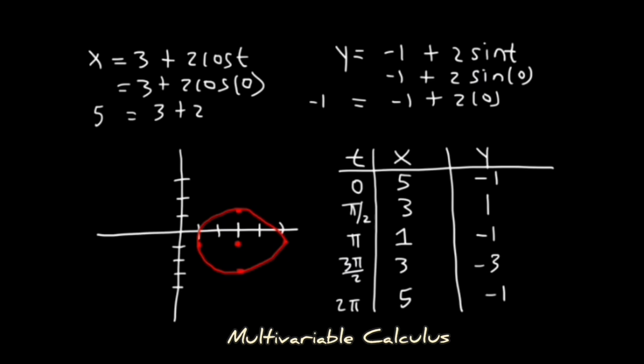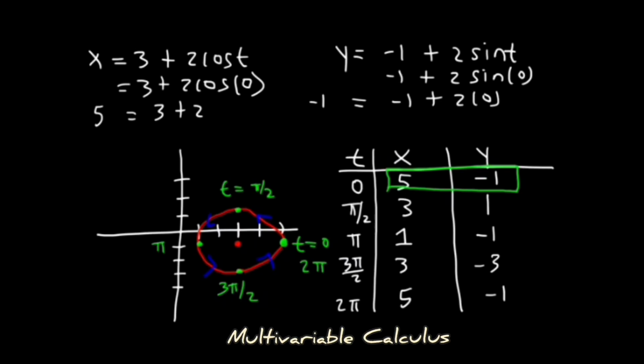So now, let's find out where the t values are. Let's start with 0. T is 0 at the point 5, negative 1. So this point is 5, negative 1. So that's where t is 0. Now, t is equal to pi over 2 at 3, positive 1. So that's over here. And then t is equal to pi at 1, negative 1. And then 3 pi over 2 is going to be at 3, negative 3. And 2 pi is back at 5, negative 1. So t is increasing in the counterclockwise direction. So it's in the opposite direction compared to the last problem.